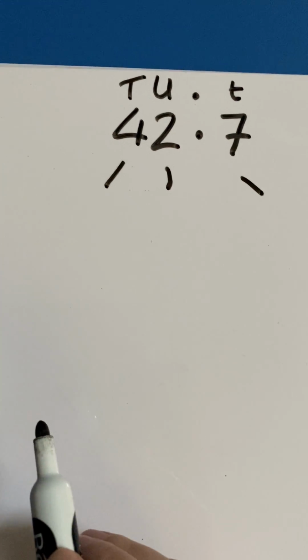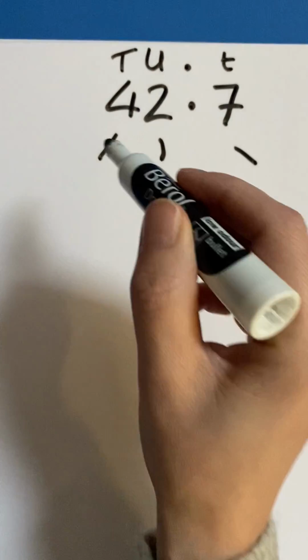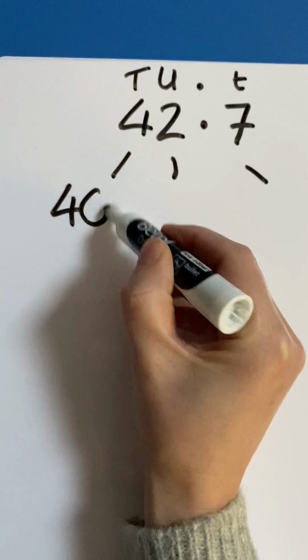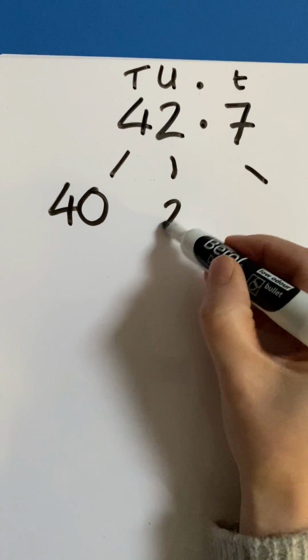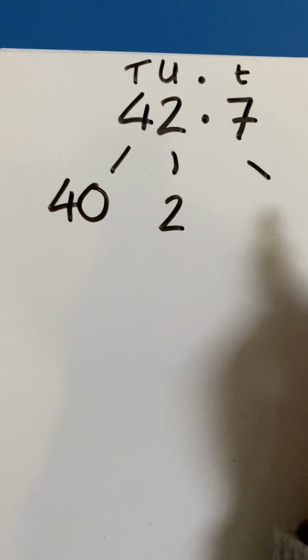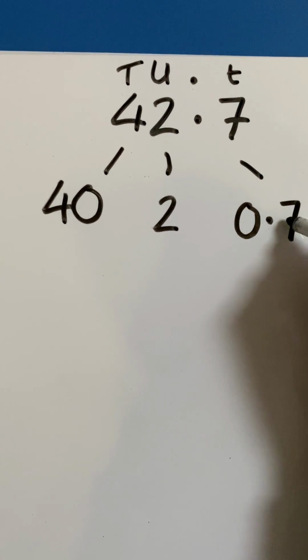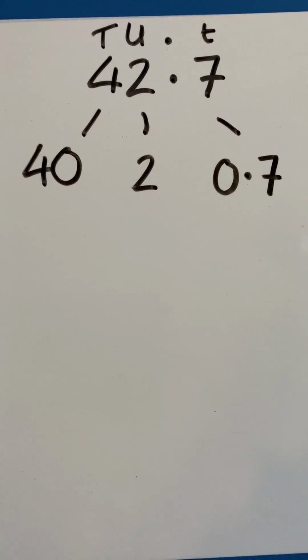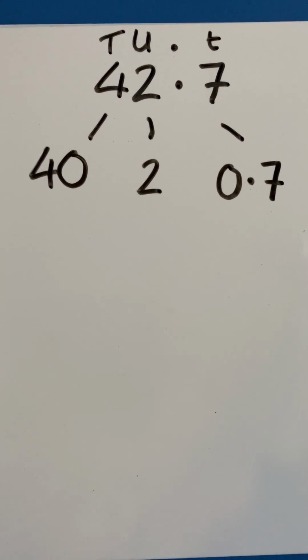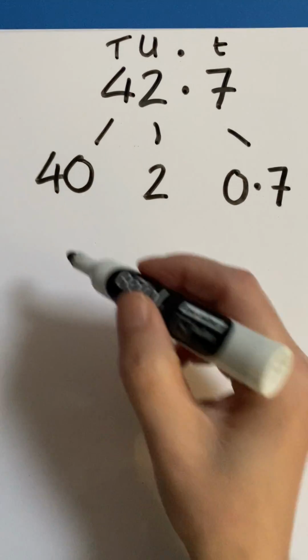So I can see in the tens column I've got 4, which means I've got 40. In my units column I have 2. And in my tenths column, I have 0.7. And I know if I write that as a decimal, I'll have 0.7. So now I can see the place values clearly. Once I've done that, I can start to double.